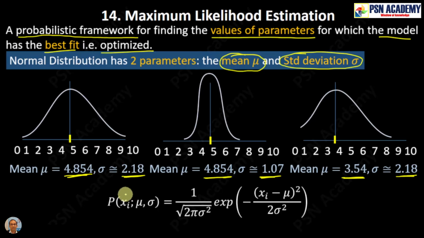Now for one data point, that is xi, mind it, this is for one data point, the probability of one data point given mu and sigma will be like this: 1 by root over 2 pi sigma square, and the exponential part will be minus xi minus mu whole square by 2 sigma square. Now this part is actually the power raised to e. I repeat, this expression is the probability for one data point xi.